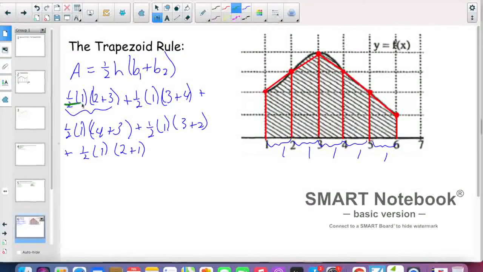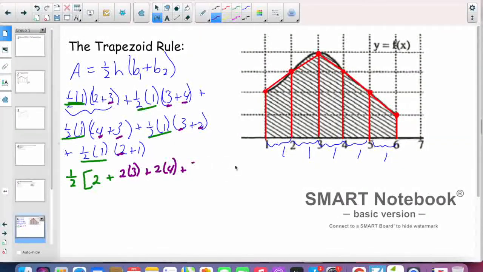If you notice here, every single one of these has the 1/2 times 1. So using that trapezoid rule, that 1/2 times 1 can come out of that function. Then if you think about the inside of what we're dealing with here, well, the outside term of 2 only shows up one time. But look at the other numbers. The 3 shows up twice. The 4 shows up twice. This 3 shows up twice. This 2 shows up twice. So all of the middle vertical lines show up twice. So I've got 2 times 3 plus 2 times 4 plus 2 times 3 plus 2 times 2. Plus that last number, the 1, only shows up once. So this would be my trapezoid rule.